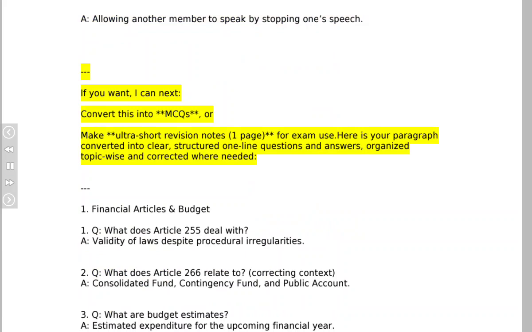If you want, I can next convert this into MCQs or make ultra short revision notes, 1 page, for exam use. Here is your paragraph converted into clear, structured 1-line questions and answers, organized topic wise and corrected where needed.